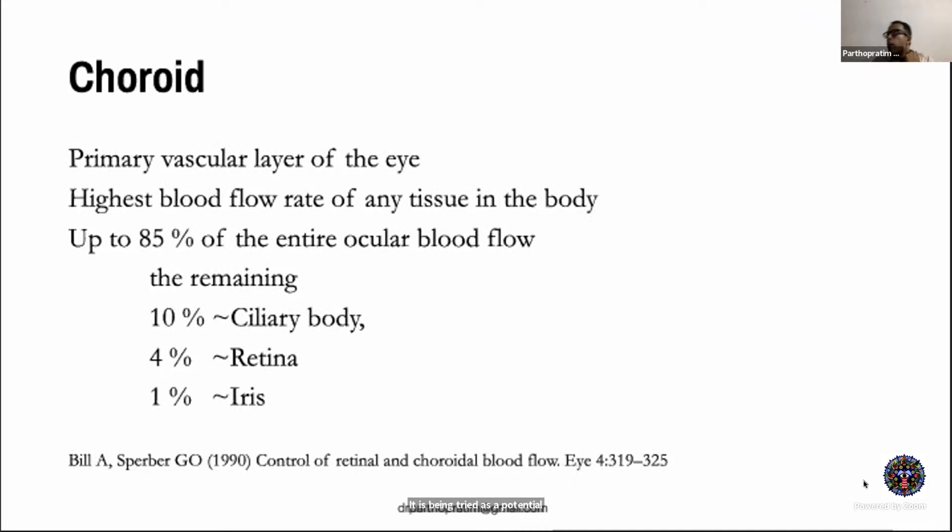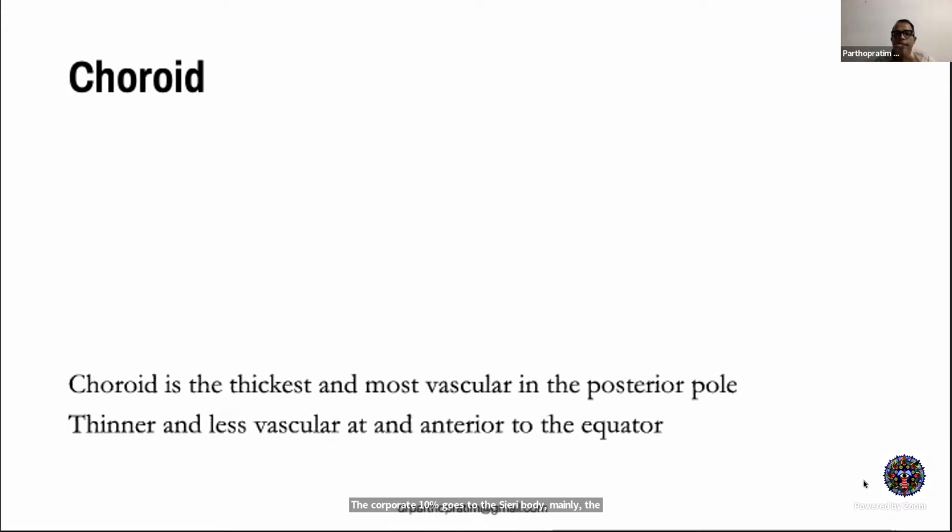Now coming to the third layer of the uveal tract, the choroid. The choroid is the primary vascular layer of the eye. The choroid has the highest vascular flow rate of any tissue in the body, and up to 85% of the entire ocular blood flow goes to the choroid. 10% goes to the ciliary body, mainly the ciliary process. 4% goes to the retina, and 1% reaches the iris.